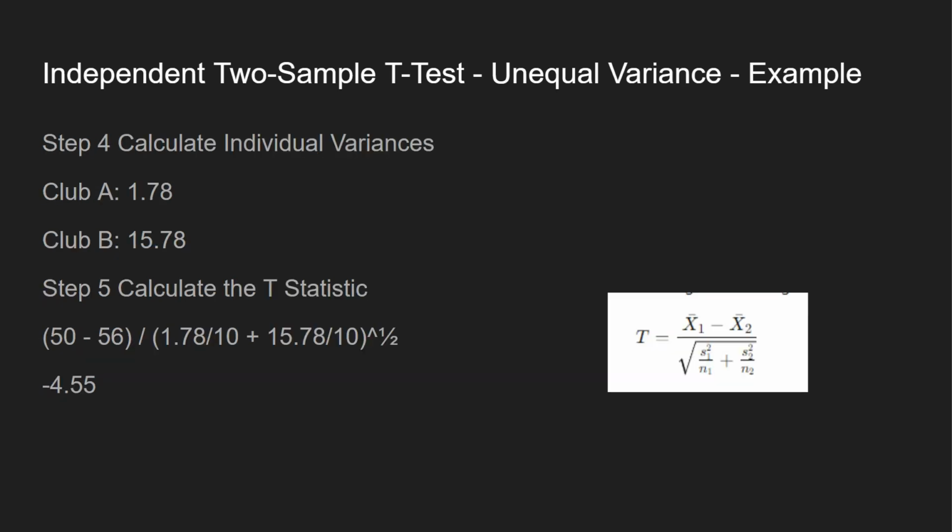All right, now we go into calculating individual variances. Since we're samples, we're going to calculate it through the sample variance. A is 1.78, B is 15.78. Then we're going to calculate the T-statistics. That's the formula here to the right. Plug in all of our numbers, right? 50 minus 56 divided by the root of 1.78 divided by 10 plus 15.78 divided by 10. I get a value of negative 4.55.